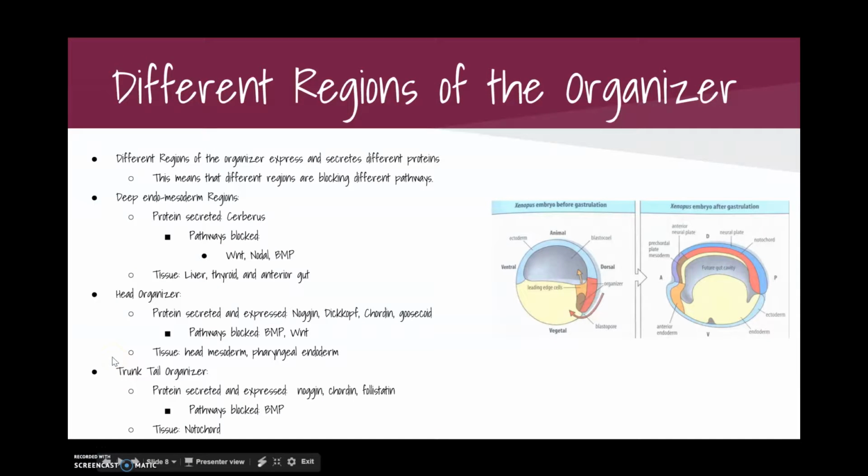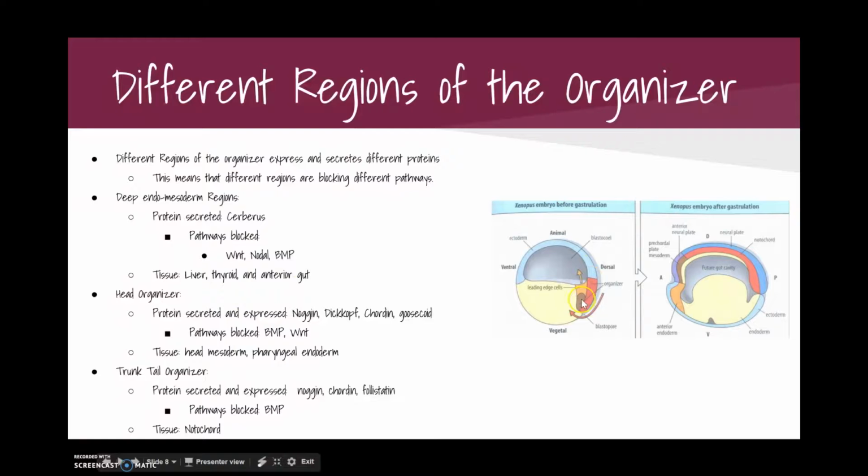Different regions of the organizer. When we look at the organizer, it's broken down into different regions, and different regions of the organizer express and secrete different proteins. Because of that, different regions of the organizer are able to block different pathways, which will lead to specification of different structures. As you can see right here, the orange region we call the deep endomesoderm. A protein that's secreted is Cerberus, and the pathways blocked by Cerberus are Wnt, nodal, and BMP, and the tissue that it autonomously contributes is liver, thyroid, and anterior gut.